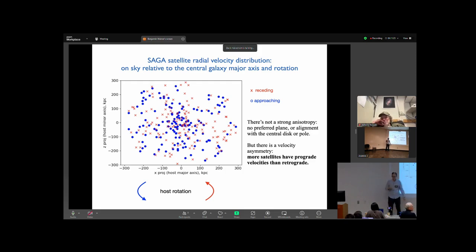So there's a little bit of prograde preference, but you don't see any huge anisotropy. The satellites are not all in the plane of the disk galaxy. They're not all in the pole of the disk galaxy. I can't really say anything about great planes of satellites, because here I've stacked up the satellites around 75 different hosts. We have already tested that in a different way by measuring angular separation. That's in one of the SAGA papers that's already published.